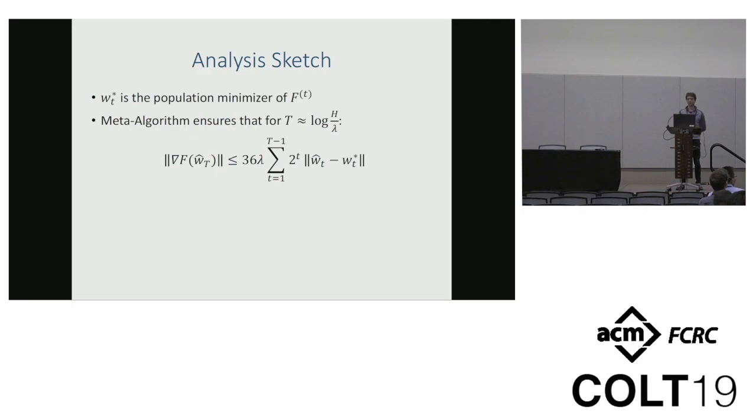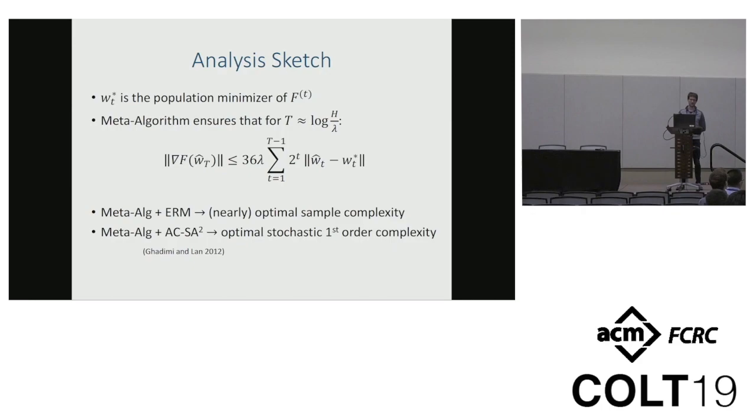And so by analyzing how close your plug-in solver gets to the solution, you can upper bound the norm of the gradient. In particular, we show that by pairing this meta-algorithm with ERM as the solver, we get the nearly optimal sample complexity up to this log in H term. And we show that this meta-algorithm plus an accelerated stochastic gradient descent variant gives the optimal stochastic first-order complexity.